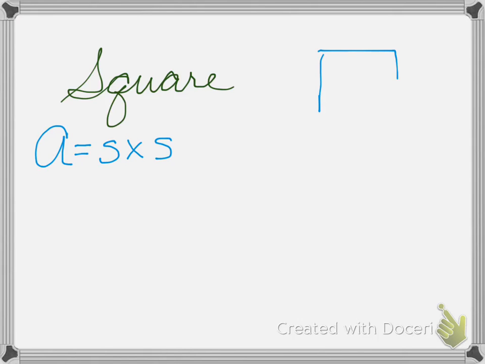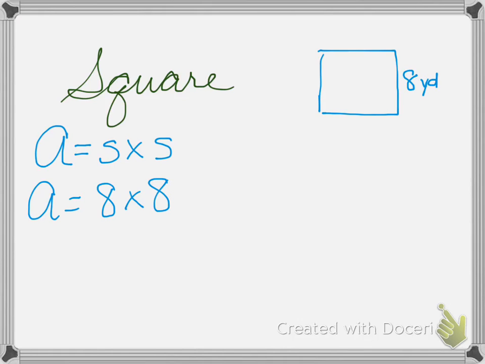Because when you have a square, if this is 8 yards, it's 8 yards all the way around, right? So area equals the 8 times the 8, because it's 8 all the way around, so it's side times side. So area equals 8 times 8, which is 64. And then again, you want to put your unit of measure and then a 2 up in the air for squared. It's 64 square yards. Okay, so basically on a rectangle and a square, you're multiplying the corners.